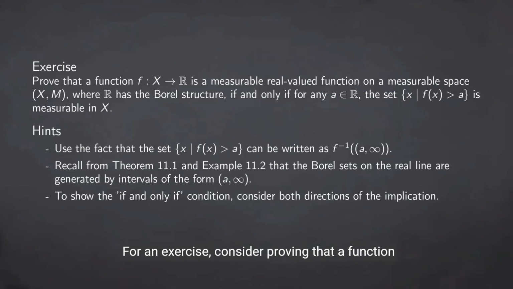For an exercise, consider proving that a function from X to the real numbers, R, is measurable if and only if, for any real number a, the set of all x in X where the function value is greater than a is measurable. The hint here is to express this set as the preimage of the interval from a to infinity. The intervals of this form generate the Borel sigma algebra on R, so proving this for all such intervals suffices to establish the measurability of the function.